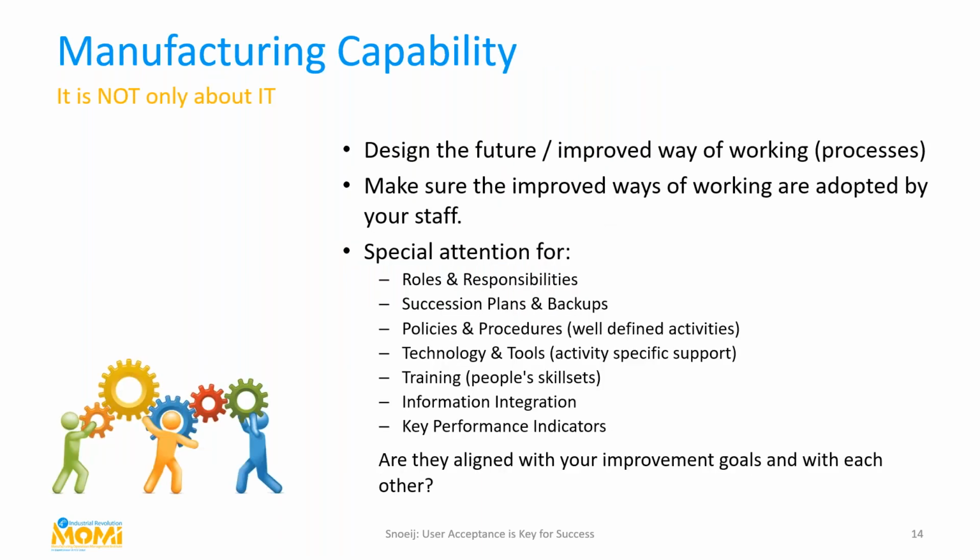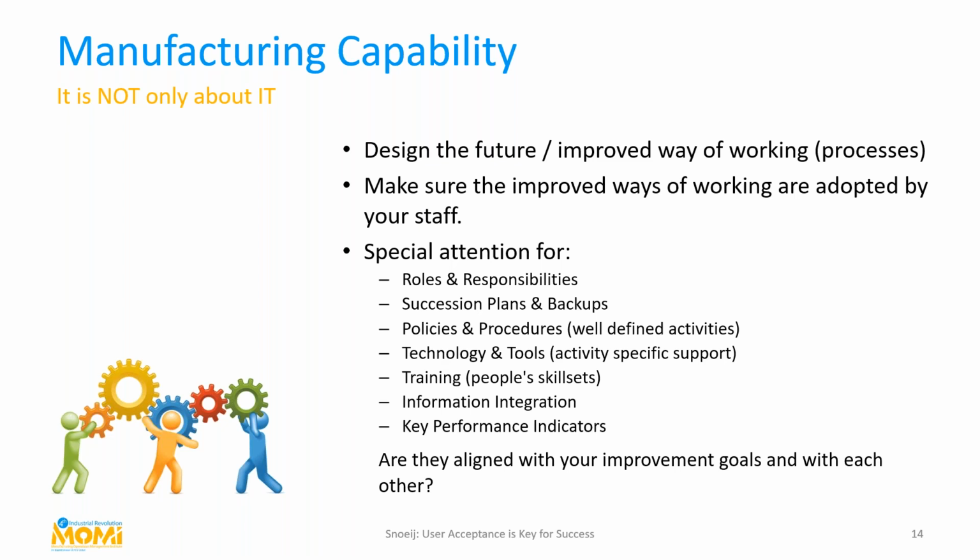So manufacturing capability is not only about IT, as I said before. We have to design the future, the improved ways of working, our processes, and we have to make sure that those processes, those improved ways of working, are indeed accepted and adopted by all your staff. And if you do so, you have to pay special attention to a number of aspects. Roles and responsibilities, that is clear. It's about people, what people do, and what they are responsible for. Succession plans and backups: you always need to have a plan B, with people, but also with materials and equipment probably, but succession planning is an important aspect.